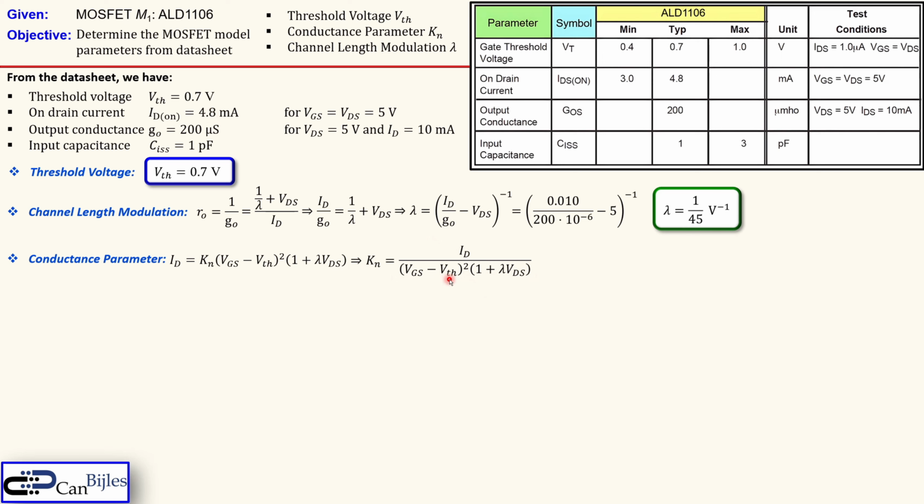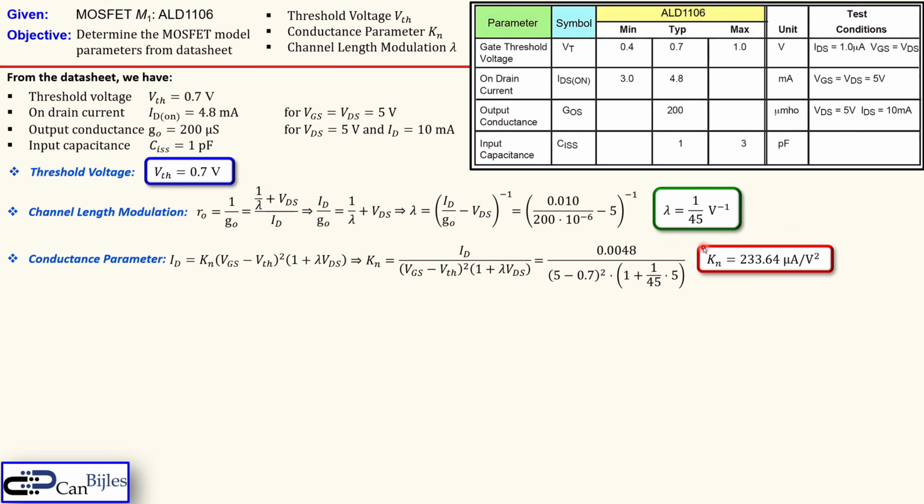Do I know the threshold voltage? Yes, that's 0.7. And do I also know lambda? Yes, just calculate it. And do I also know the VDS? Yes, that's also 5 volts here. So I actually know everything here. Let's stop it here. You see 0.0048, so it's 4.8 milliamps, 5 volts for the VGS, 0.7 for the threshold, lambda 1 over 45, and the VDS is 5. Now if you do the calculation, you get 233.64 microamps per square volt.